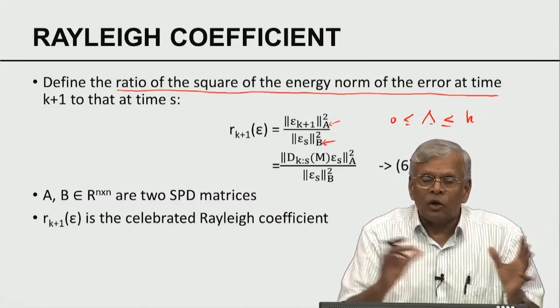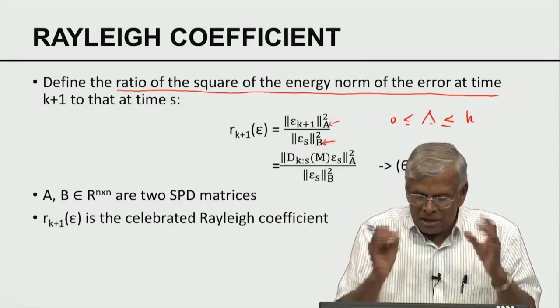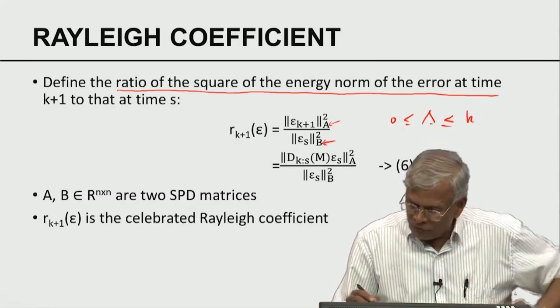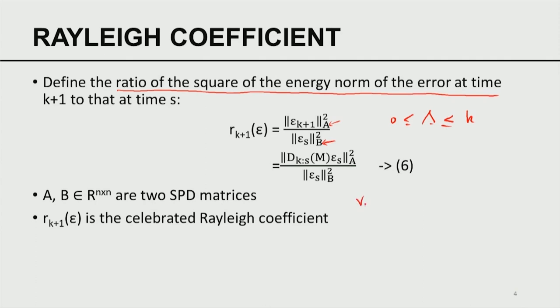Therefore, what is the Rayleigh coefficient? It is simply the ratio of quadratic forms. What is the quadratic form? The numerator: R_{k+1}(epsilon) is essentially equal to epsilon_{k+1} transpose A epsilon_{k+1}, divided by epsilon_s transpose B epsilon_s. That is exactly the relation that's involved here.